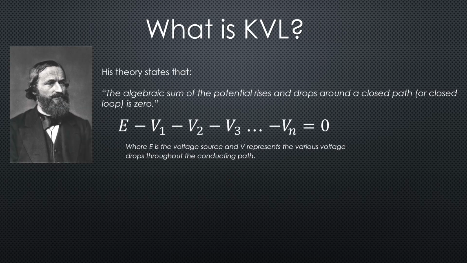What is KVL? In 1845, a German physicist by the name of Gustav Kirchhoff came up with a theory based on the law of conservation of energy. His theory stated that the algebraic sum of the potential rises and drops around a closed path must equal zero. This can be mathematically expressed as the energy source minus all the various voltage drops across a conducting path must equal zero.